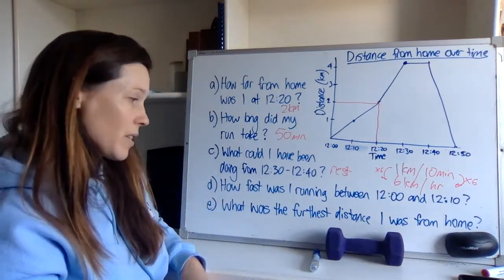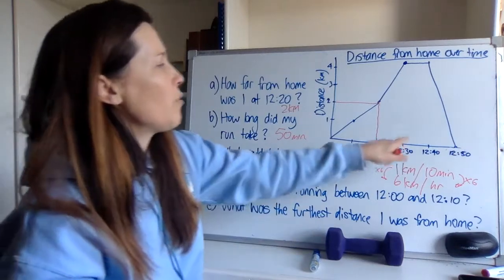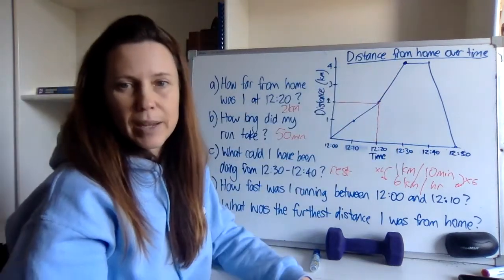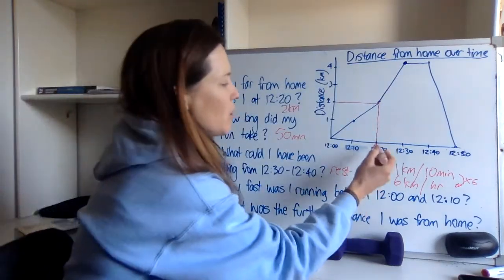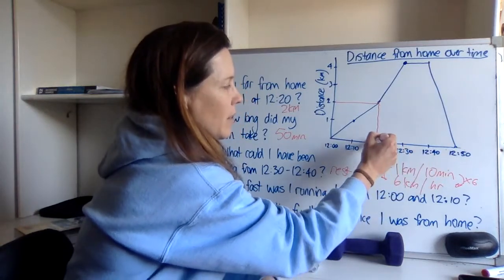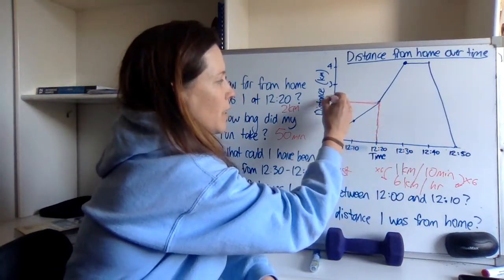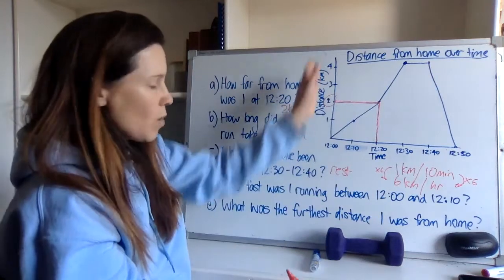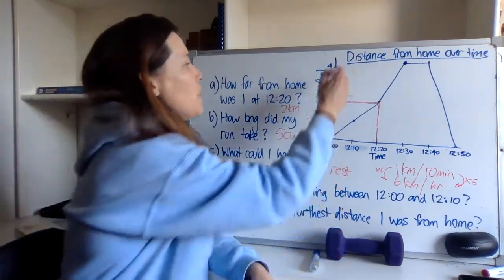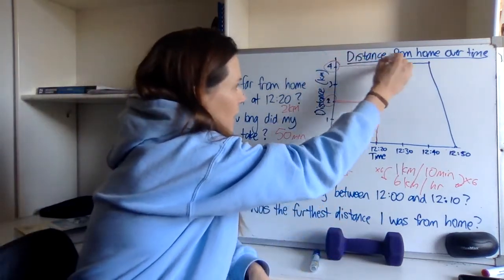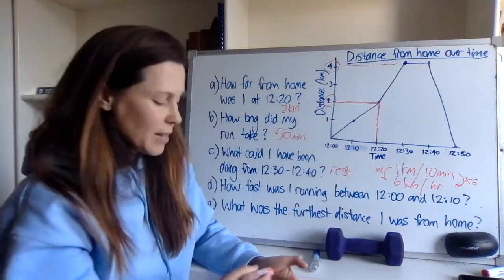What was the furthest distance I was from home? Well, the furthest I got from home was 4 kilometres away. So see, sometimes you need to look for something on the x-axis and make a vertical line and a horizontal line to read off the corresponding y-axis marker. And other times you need to look for the y-axis marker and read off a corresponding x-axis time.